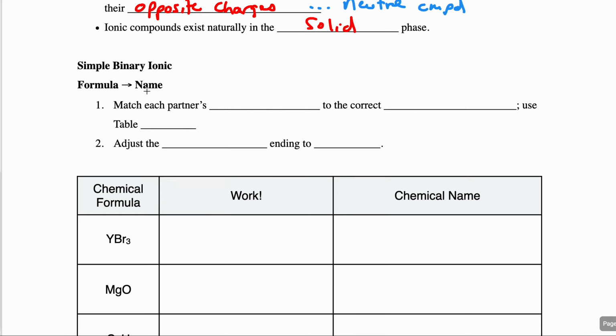So we're going to start with the formula to come up with a name. These steps we're going to utilize for all different types of going from the formula to the chemical name. So here we go. The first step is to match each partner's symbol, so its element symbol, to the correct element name. So I'm going to ask you, please don't guess. Use your reference tables, and you can match. You have a full list of element symbols with their names right next to them on your table S. So please use your table S. And then what you're to do to finalize the name is adjust the anion's ending to IDE.